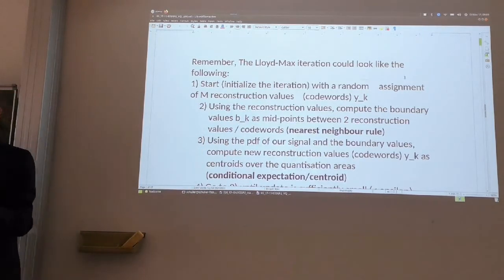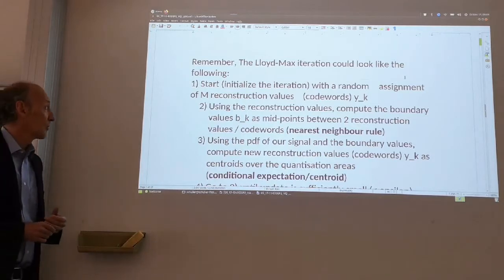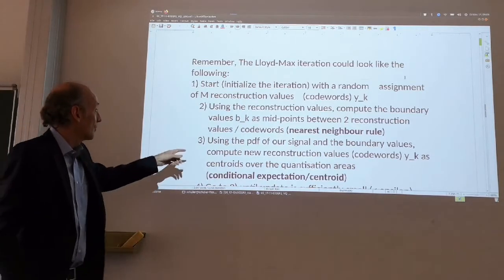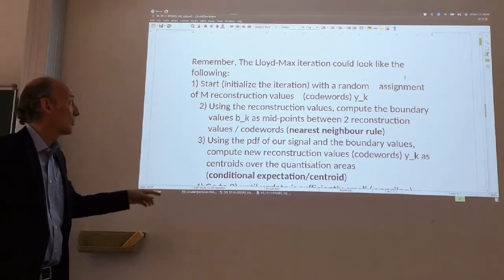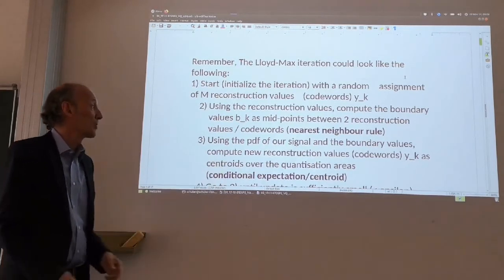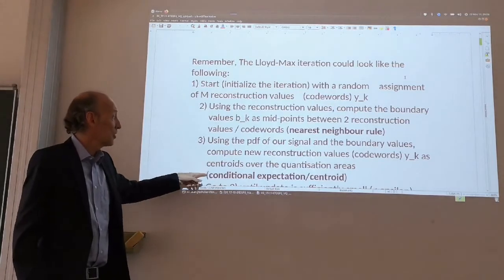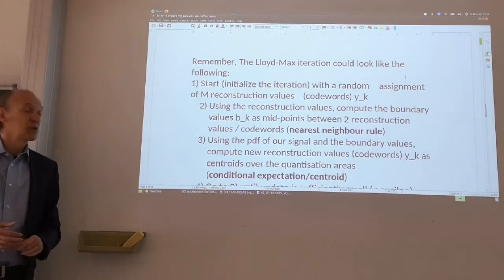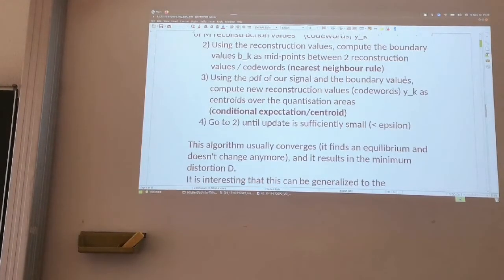And this can also be generalized in terms of, instead of having just a value, we have now a boundary between two reconstruction values. And then the third step was using the PDF, the probability distribution of our signal, and the boundary values, we can compute new reconstruction values for code words like K as centroids over the quantization errors. So this is the conditional expectation of the centroid of the reconstruction error.